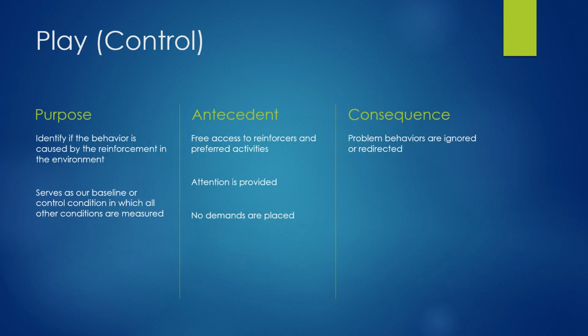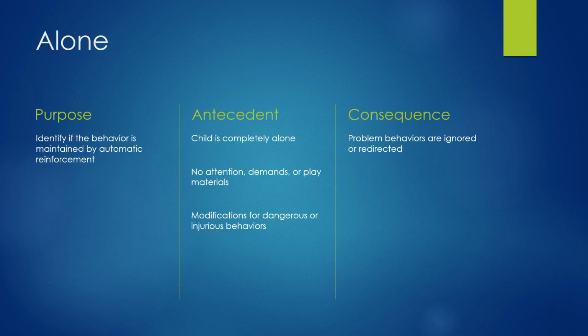Starting off with the play condition identifies if the behavior is possibly caused by the reinforcement in the environment. This condition serves as our baseline to which all other test conditions are compared. Problem behavior is expected to be low during this controlled condition because reinforcement and attention are freely available and no demands are placed on the individual. When the problem behavior occurs, it should be either ignored or redirected.